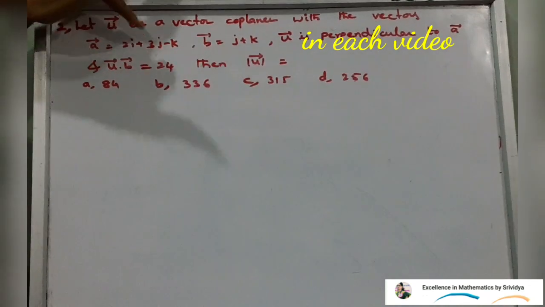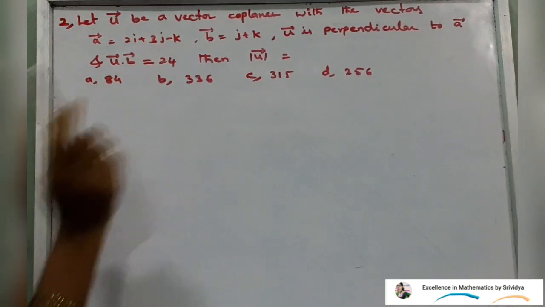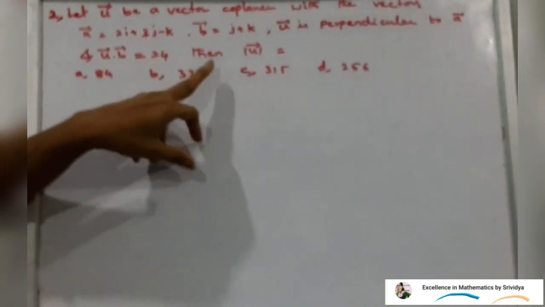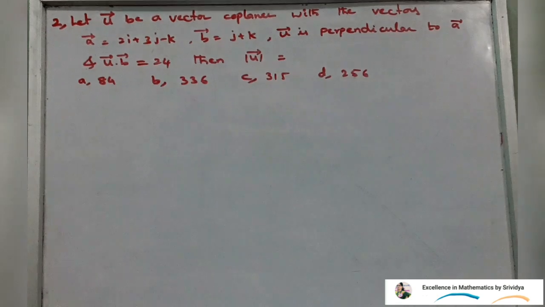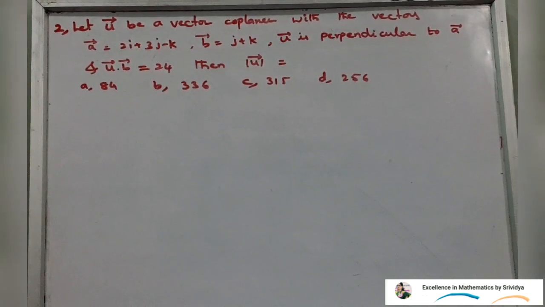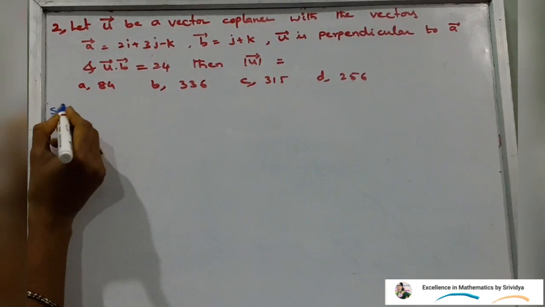Now, the second question is: let u vector be a vector coplanar with the vectors a bar is equal to 2i plus 3j minus k and b bar is equal to j plus k. U bar is perpendicular to a and u dot b is equal to 24. Then the value of mod u bar is. Now the solution.